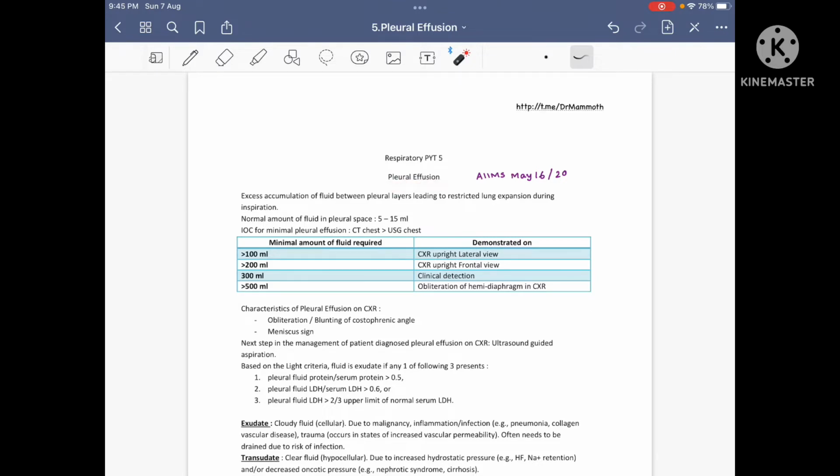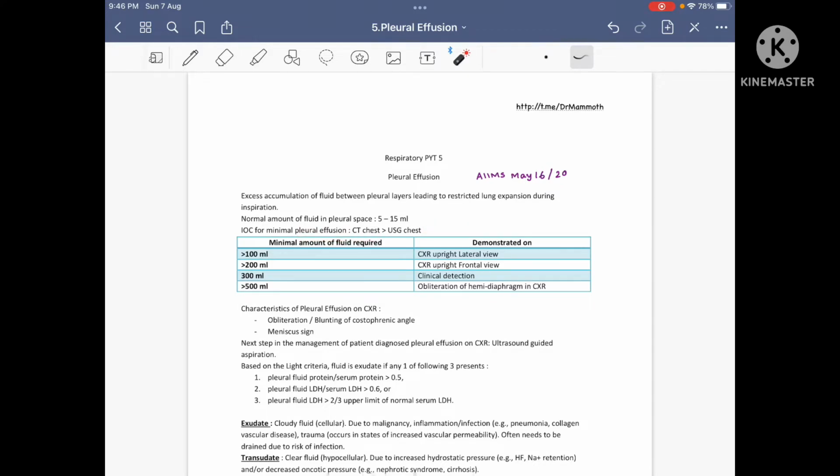It is excess accumulation of fluid between the pleural layers, leading to restricted lung expansion during inspiration. Normal amount of fluid is 5 to 15 ml. Investigation of choice for minimal fluid effusion is CT chest, more than USG chest.